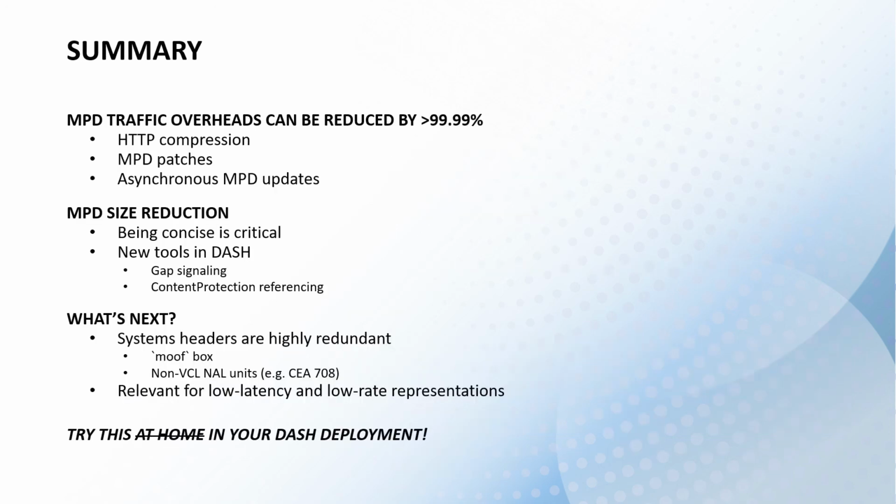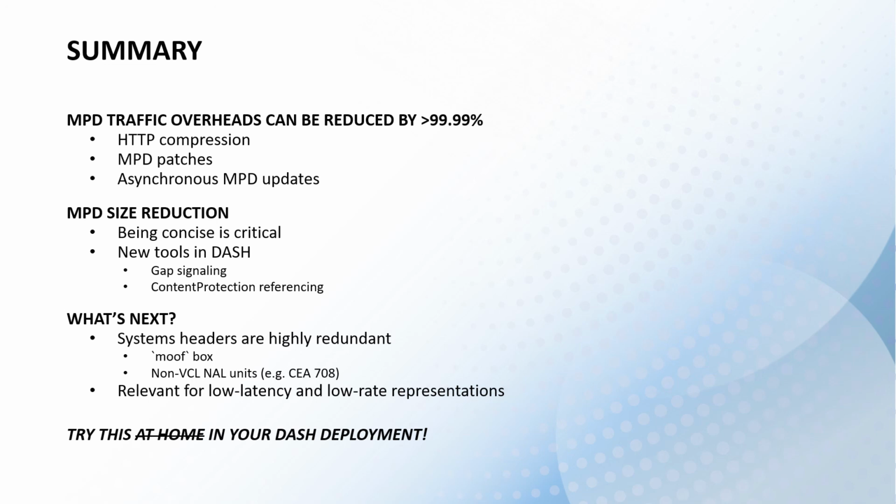So over the last 19 minutes, we've discussed how traffic overheads can be reduced by more than 99.99%. And you can do this combining HTTP compression with either MPD patches or asynchronous MPD updates. Then we discussed how we can reduce the size of a discrete MPD, first of all by just being concise and doing the right thing, and then by using several of the newer tools in DASH.